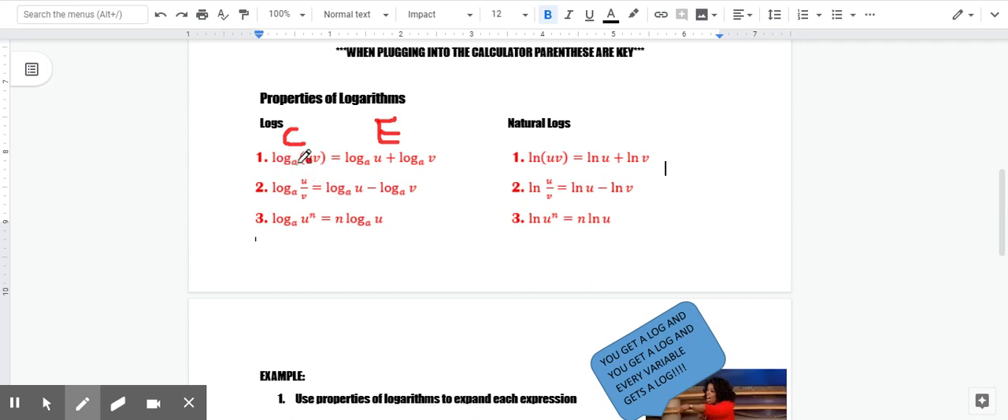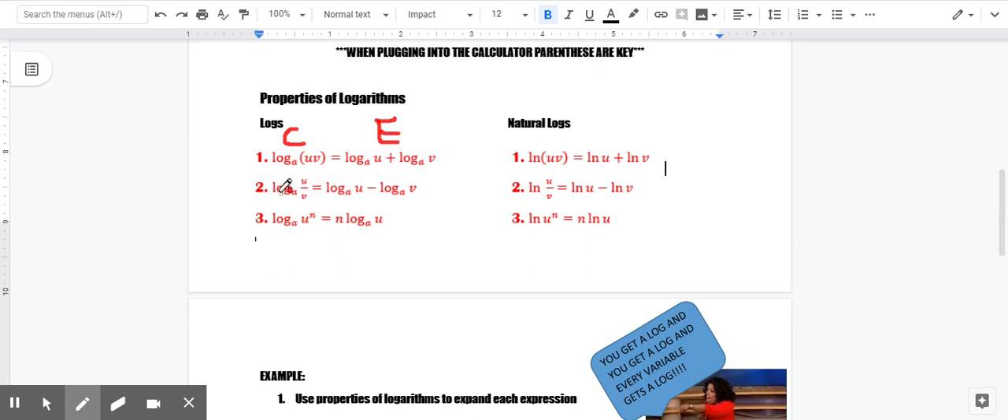So if we have the log base, say, of u times v, so if we're using multiplication with these terms, we would use addition when we expand. So u gets a log with the same base as what we have here, so log base a of u, and then we're going to use addition to split this up since we started with multiplication. Once again, v gets its own log. So when we expand, we make it bigger, we use addition, and we give everything its own log.